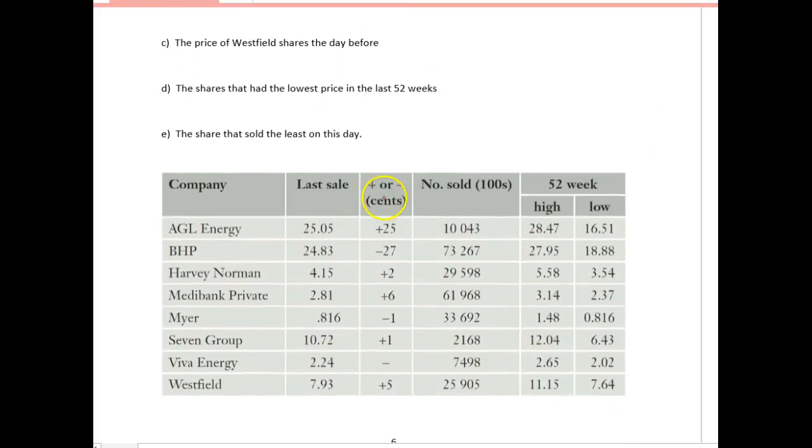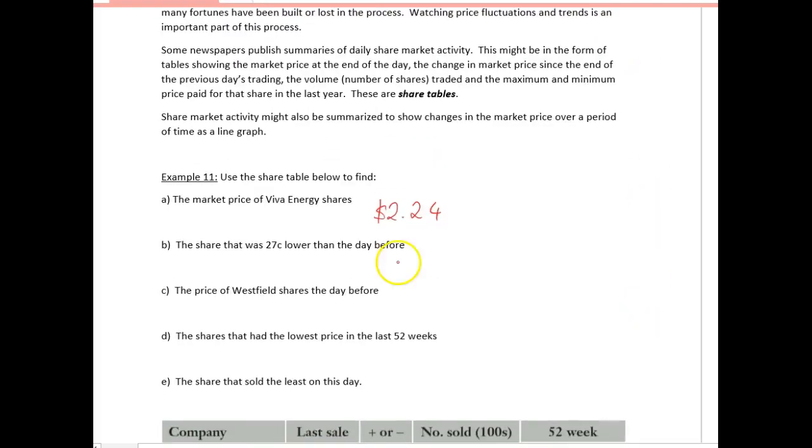Now, what share was 27 cents lower than the day before? Well, this column here is telling us the change. So I'm after something that has a negative 27. Right, and that's BHP. So we'll write that up.